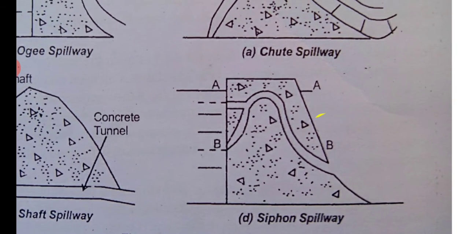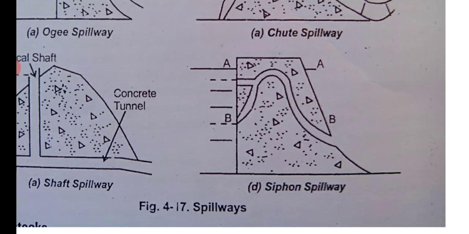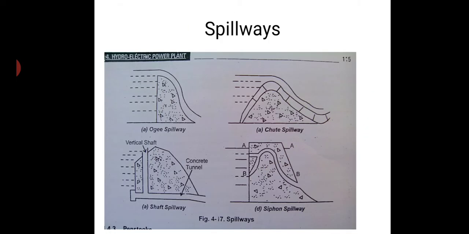And lastly, you can see the siphon spillway. The siphon spillway is simple. Again, here you can see this is a concrete block they have made. In this, they have made a passage, so that when the water comes up to the A level, it will flow through this passage, and it will ultimately go out from this right side end to the B end. This is known as the siphon spillway. Okay.